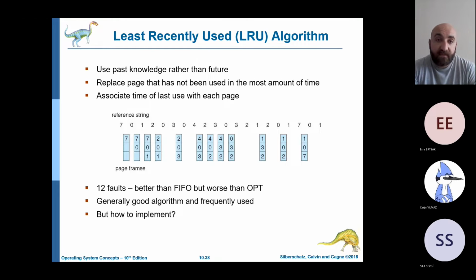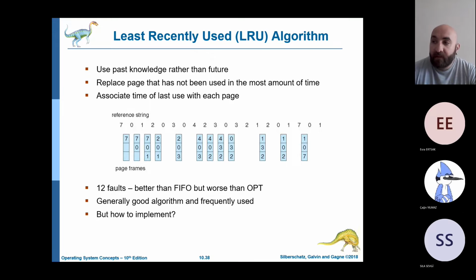If we use the recent past as an approximation of the near future, then we can replace the page that has not been used for the longest period of time. This approach is the least recently used, or LRU, algorithm. LRU replacement associates with each page the time of that page's last use, not when it was last moved in. When a page must be replaced, this algorithm chooses the page that has not been used for the longest period of time.